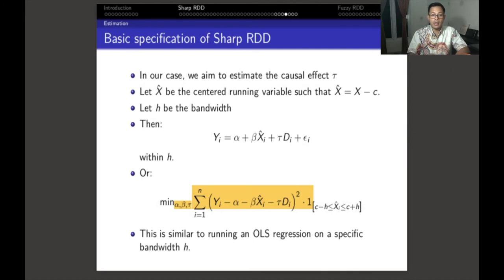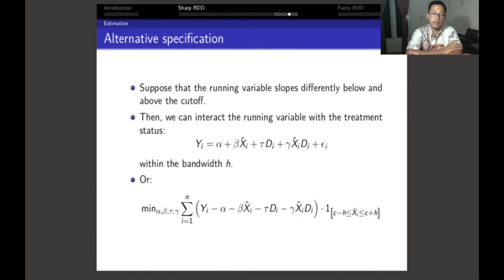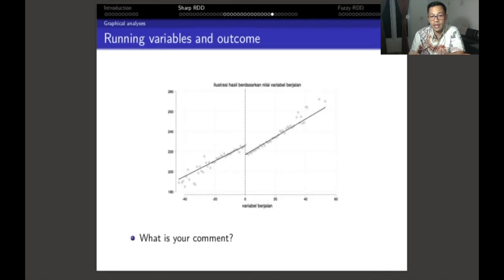Okay, now let's go back to the lecture slide and see that we can actually have an alternative specification. What if the running variable slopes are different below and above the cutoff? Let's go back several slides. In this particular slide, we see that the slope to the right and the slope to the left of the cutoff is actually quite similar. However, is it really similar statistically? That's something that we can't tell just by eyeballing it.